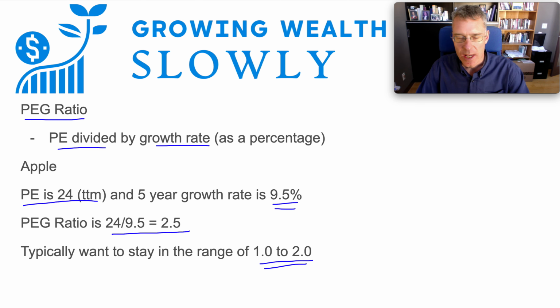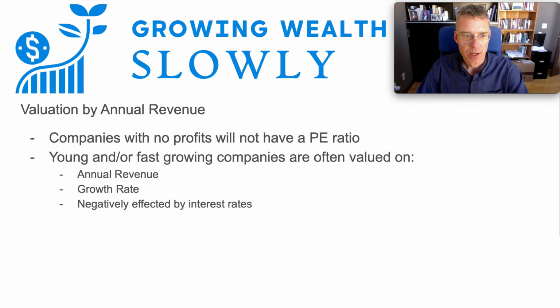So that's one way to value a stock, the PE ratio, and a few ways to look at it, using bond PE ratios to compare against and using the growth rate to compare against. Another way to value companies is to look at their annual revenue and decide, okay, I'm going to pay 1 times or double their yearly revenue, or 5 or 10 times their yearly revenue. You pretty much have to do this with companies that have no profits because they have no earnings to divide by.